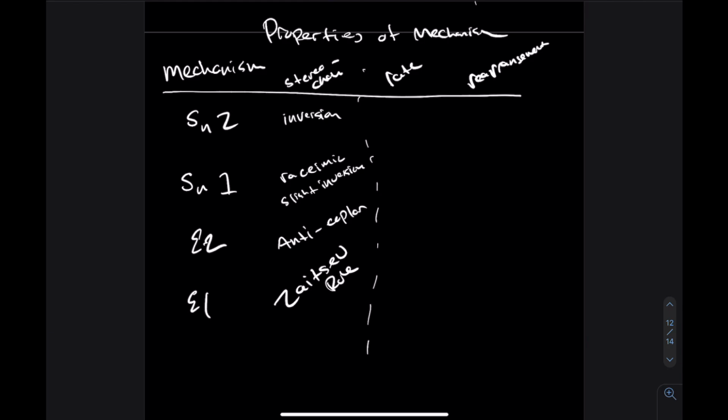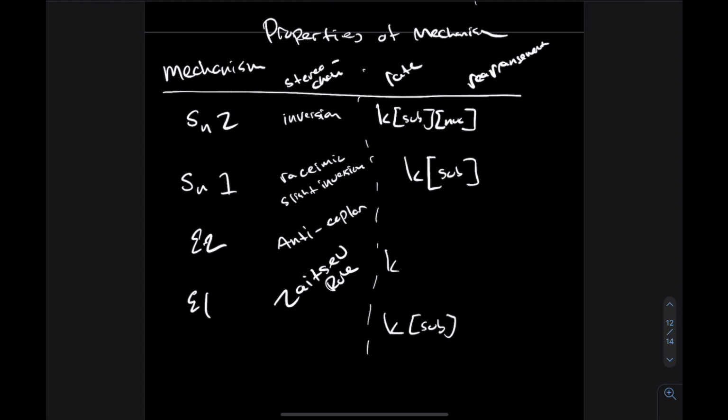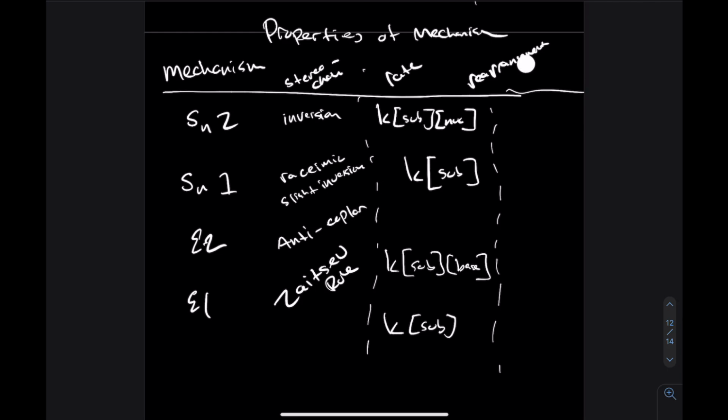Now, rate laws in Sn2 chemistry are going to be the rate constant times the substrate times the nucleophile concentration. And in Sn1 and E1 reactions, all you're really looking at is the concentration of the substrate. E2 is the same as an Sn1. We still have substrate, except we don't refer to it as a nucleophile. We refer to it as a base, even though that could possibly be the same compound. Okay? And then finally, you have possibilities for rearrangement.